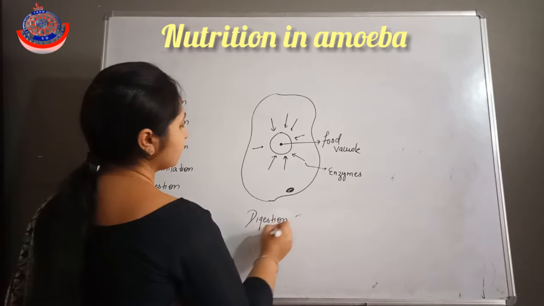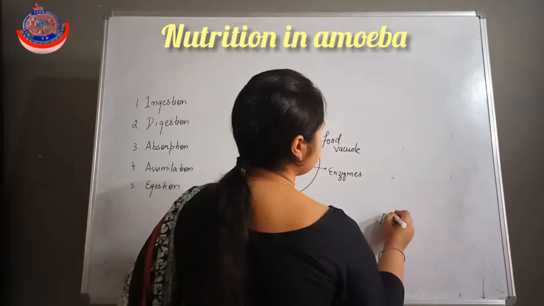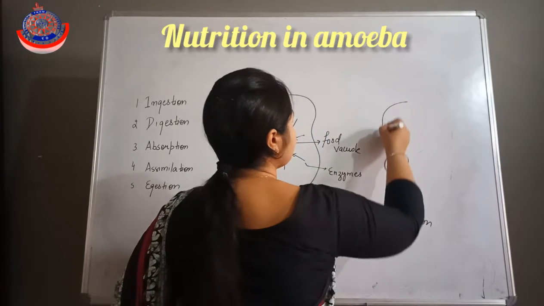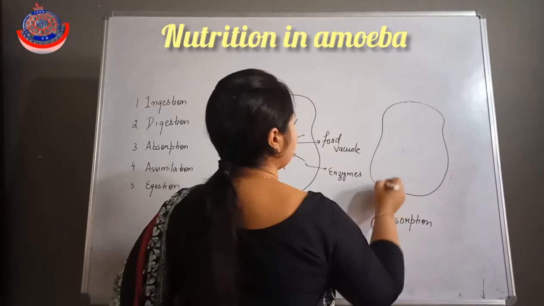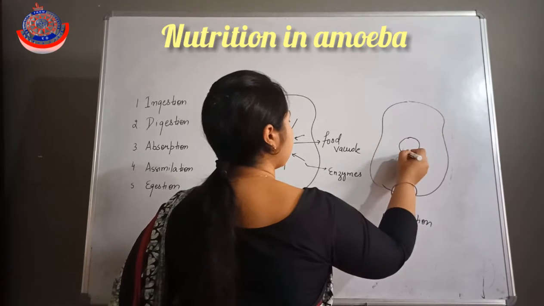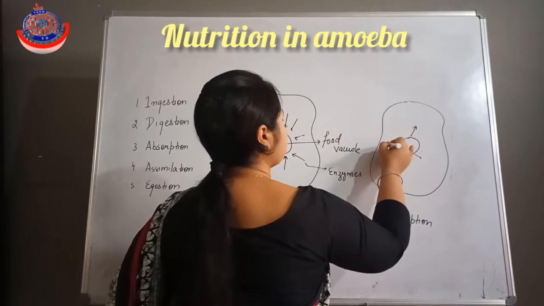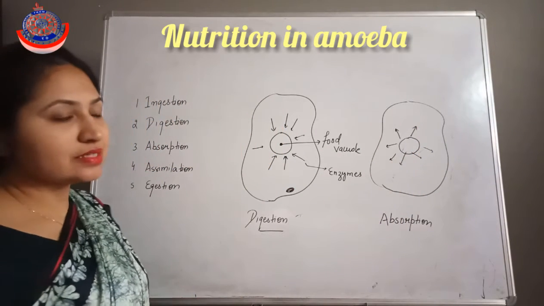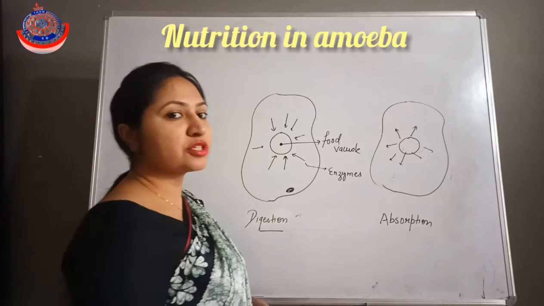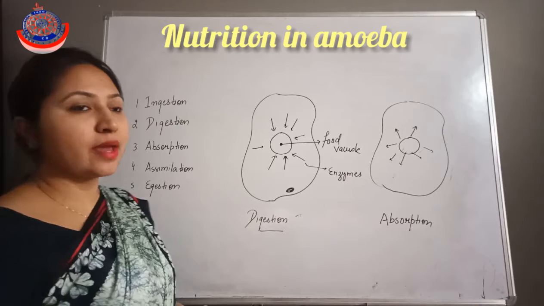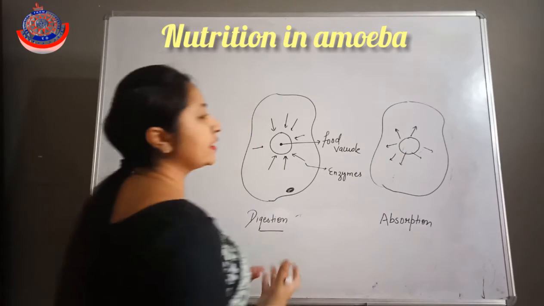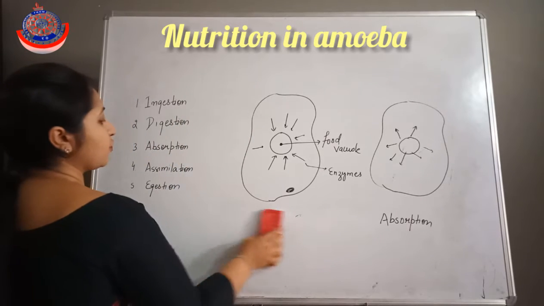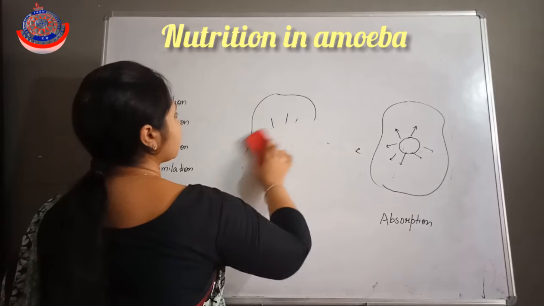Now after that is the absorption process. In absorption, when the food has been digested, this digested food is absorbed by the cytoplasm, and this is known as absorption. After the absorption process, the food vacuole present here disappears. Now the next is the assimilation process, the fourth point.